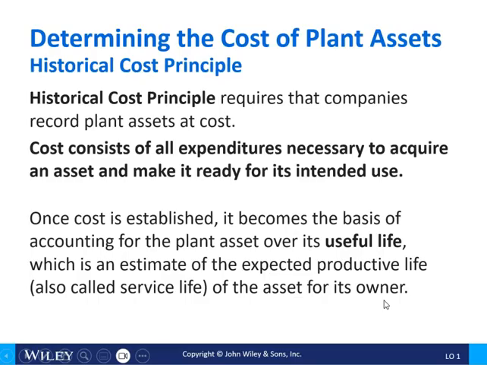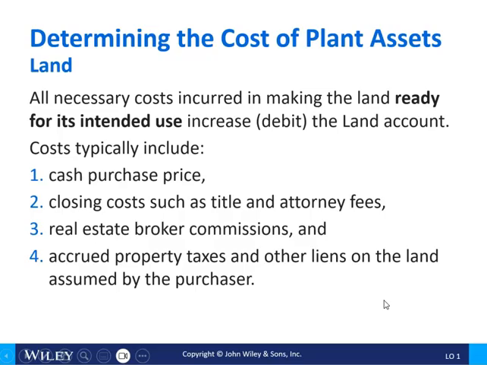Once the cost is established, it becomes the basis of accounting for the plant asset over its useful life. The useful life is an estimate of the expected productive life of the asset. It's also called service life. Okay, and we'll see how we use that in calculating depreciation in a few slides here.